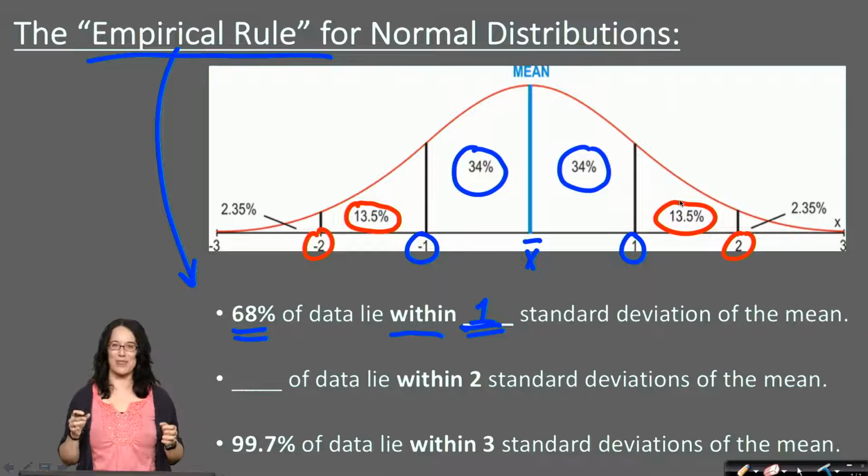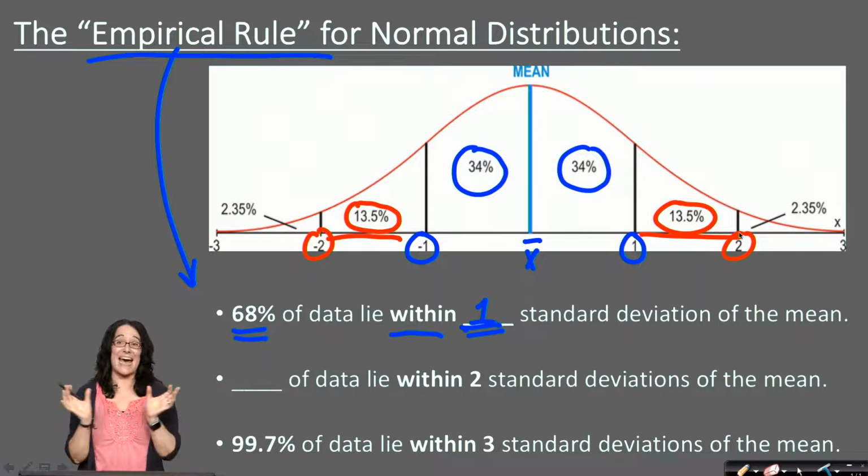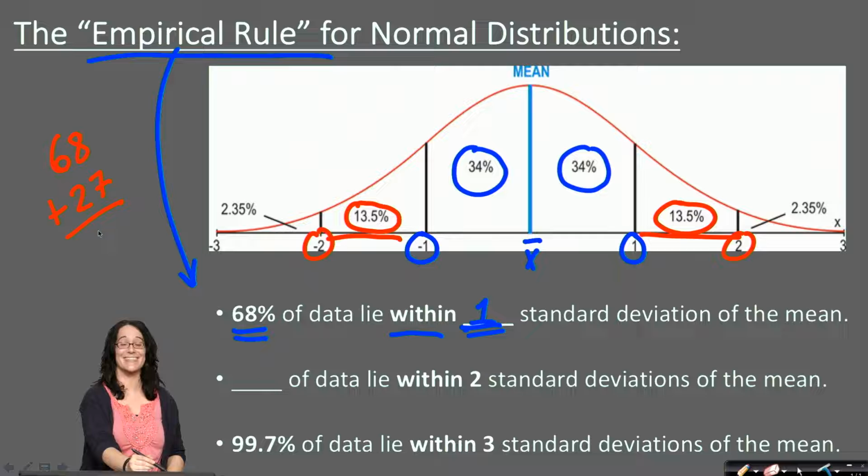What happens if you add those two numbers together? Don't you get 27? Is that right? Did I add that right? Yes, 27%. And what happens if you add that? So that's 27% between the two of these. We already had 68%. So what happens if you add 68, what we already had, plus the 27 that we now have? What do we get? That's right, we get 95%.